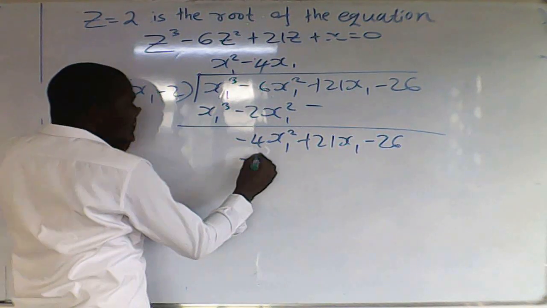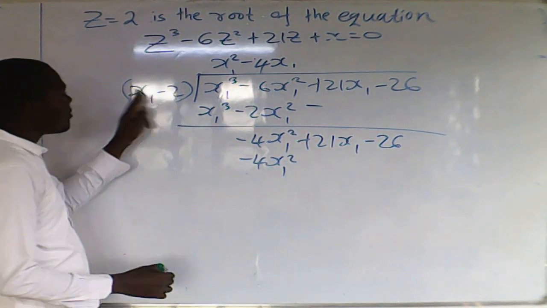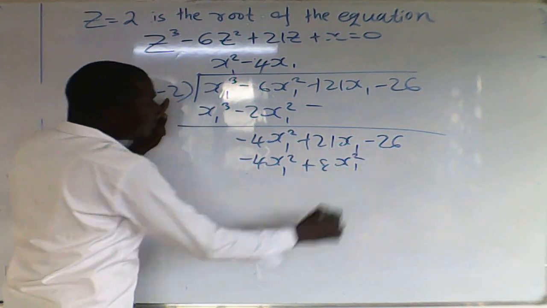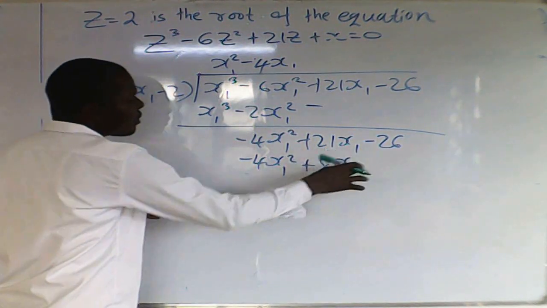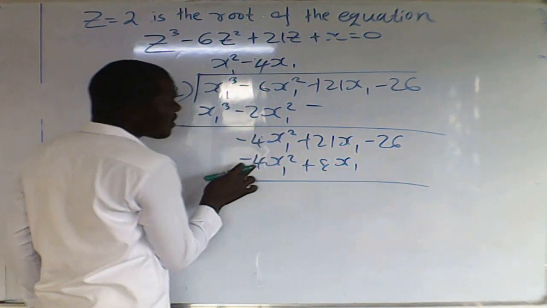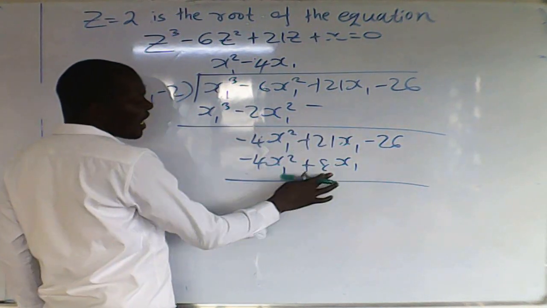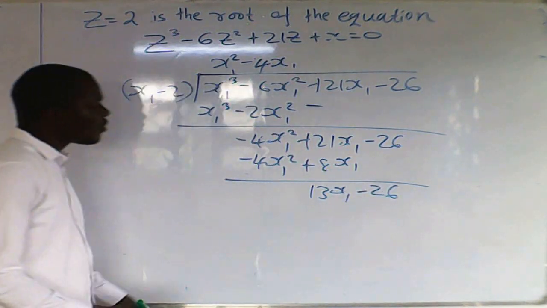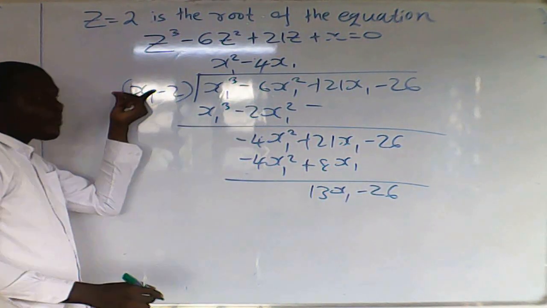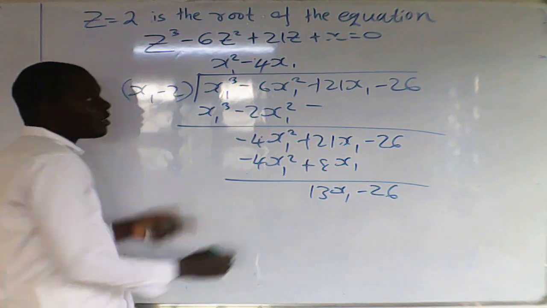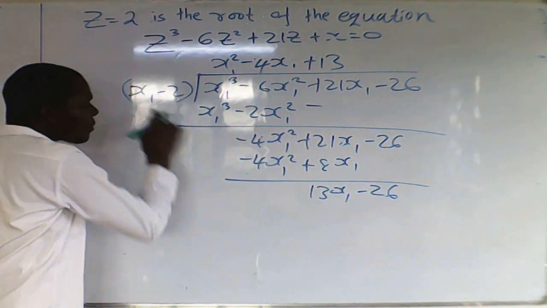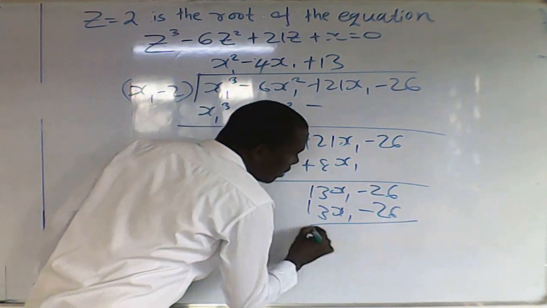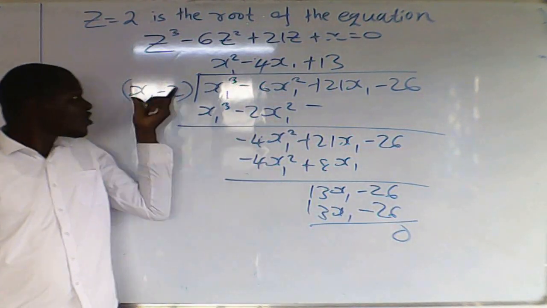Negative 4 x1 times x1 is negative 4 x1 squared. Negative 4 x1 times negative 2 is positive 8 x1, isn't it? So if you subtract, this minus this is 0, and 21 x1 minus 8 x1, you remain with 13 x1 minus 26. So how do you get 13 x1 from x1? You multiply by 13. So it is plus 13. So 13 times x1, you get 13 x1. 13 times negative 2, you get minus 26. So you must get 0 because this was a root.